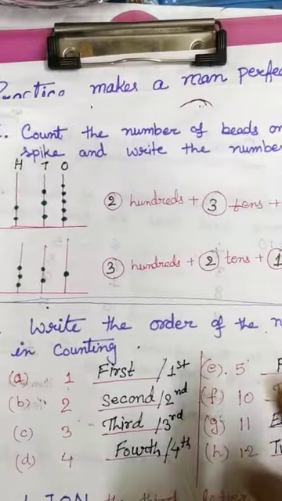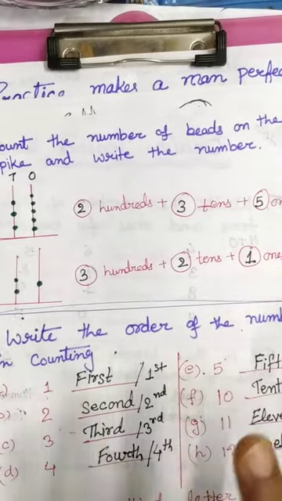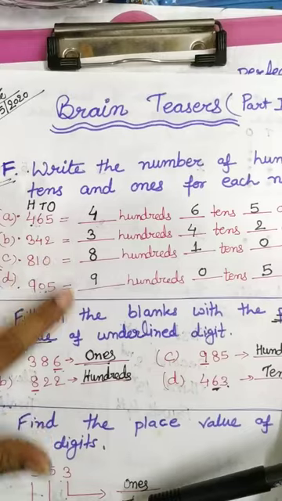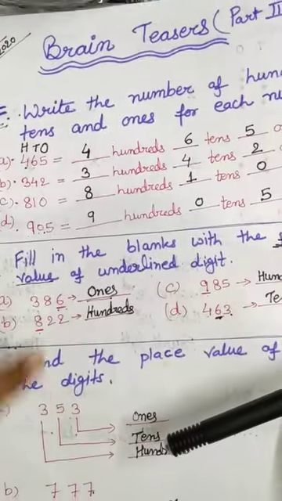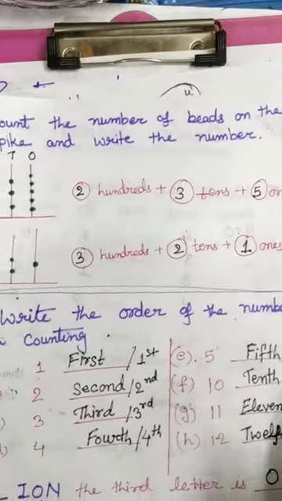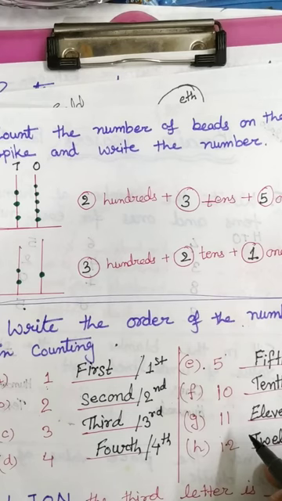So question may be asked in different way. Okay, related to place value. See, place value, expanded form. It may be asked in this way also. It may be asked in that way also, and related to ordinal number.